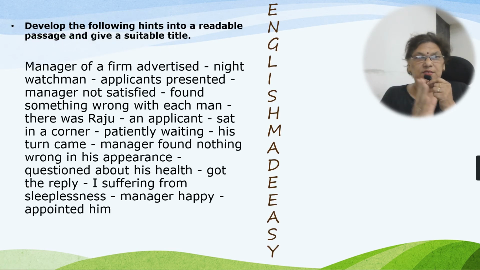Now I am giving you this example for developing a story. पहले आप इसमें points और hints देखते जाइए, and then convert it into a readable passage and give a suitable title. Now, the manager of a firm advertised. What did he advertise? Vacancy for night watchman. Applicants presented. They came and the manager was not satisfied. He found something wrong with each man.